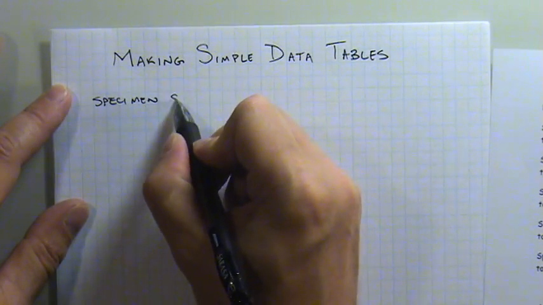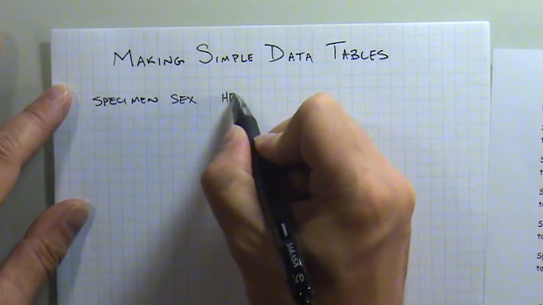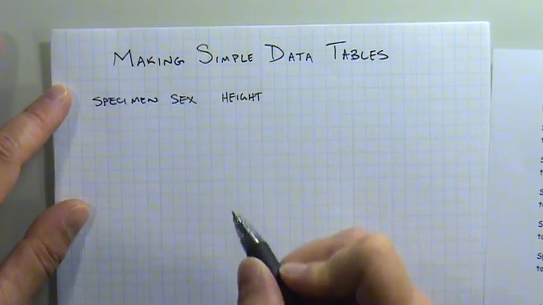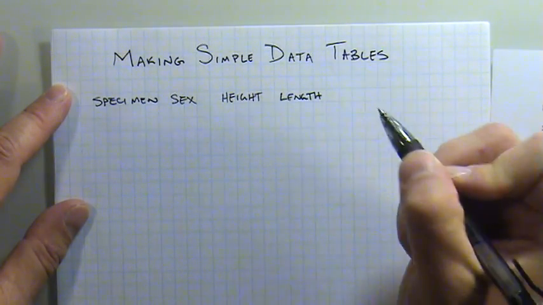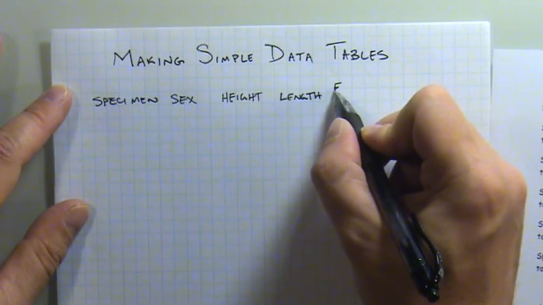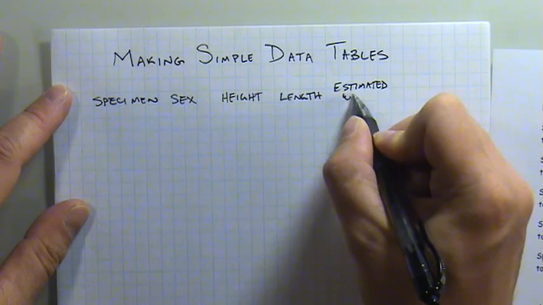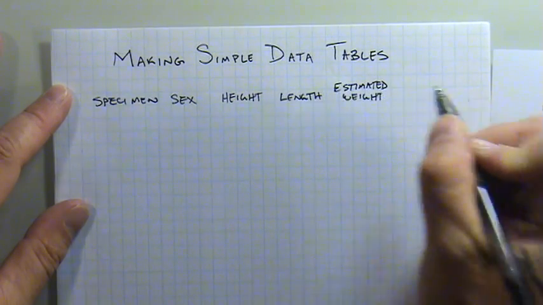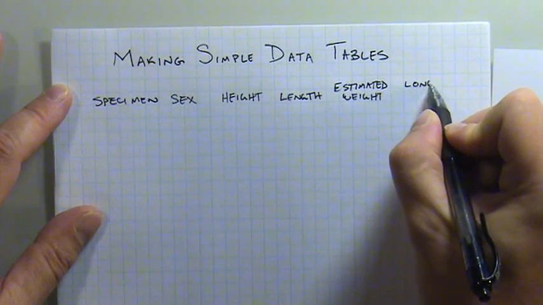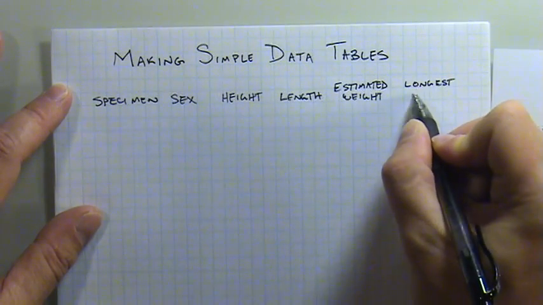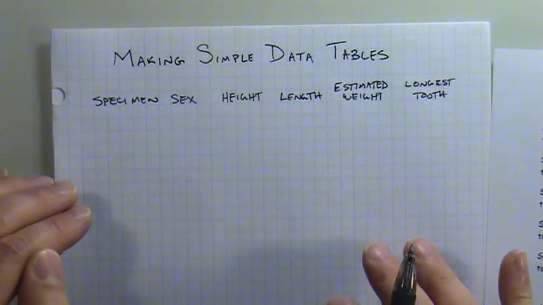I know that there's going to be the sex of the animal. There's going to be the height. There's going to be the length. There's going to be the estimated weight. And lastly, there's going to be the longest tooth. So those are my 6 pieces of information.